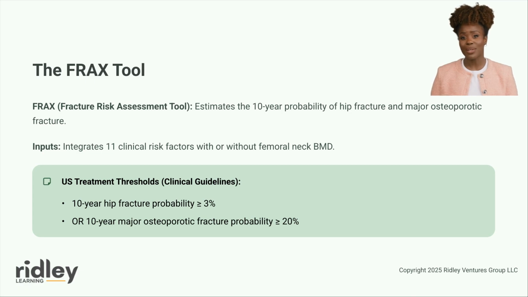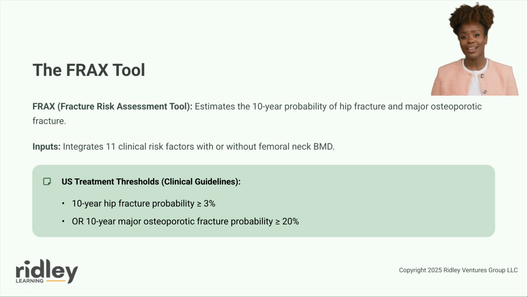The recognition that BMD alone incompletely captures fracture risk led to development of the Fracture Risk Assessment Tool, known as FRAX. This tool integrates clinical risk factors with or without BMD to estimate the 10-year probability of hip fracture and major osteoporotic fracture. FRAX was developed using primary data from prospective population-based cohorts across multiple countries and has been validated in numerous independent populations. It is now established as the most widely used fracture risk assessment instrument globally.